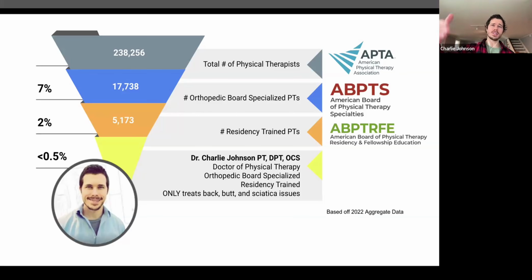Within that, there are certain PTs who have specialties and are trained in different ways. Of those people who are doctors of PT, are orthopedic board specialized, are residency trained, and only treat back, butt, and sciatica issues, we're talking this knowledge and experience places me in the top 0.5% of PTs in the United States, and obviously even more specialized if you look at the totality of the world.